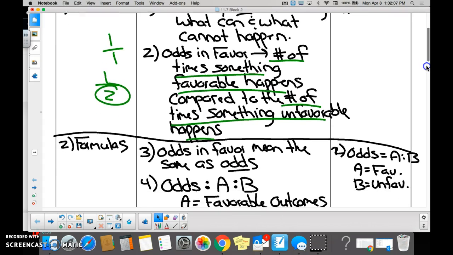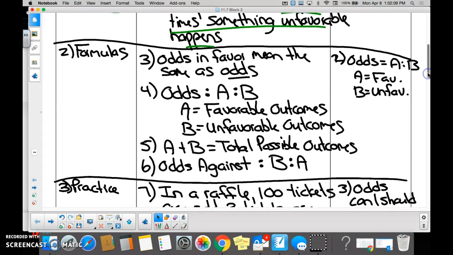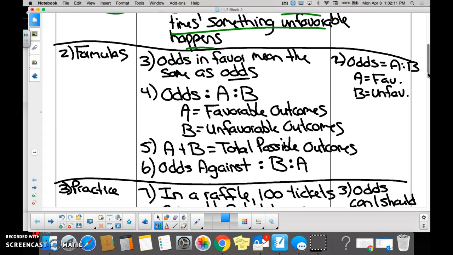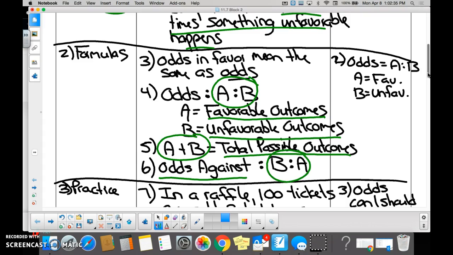Formulas then, we kind of already talked about them. Odds in favor means the same as odds. So remember that. If someone says, what are the odds in favor? It's the same as if someone asked you, what are the odds? Odds are A to B. A would be what? B would be what? Unfavorable. What if you added A and B together? What would you get? Which helps you with probability if you want to convert to probability. And then odds against is simply a flip of odds, right? It would be unfavorable B over favorable A.